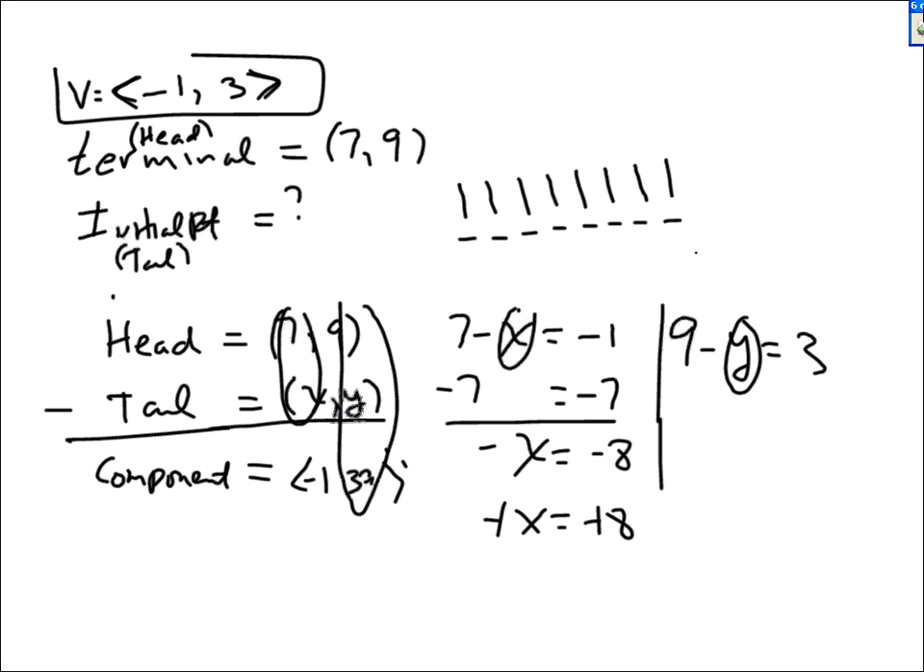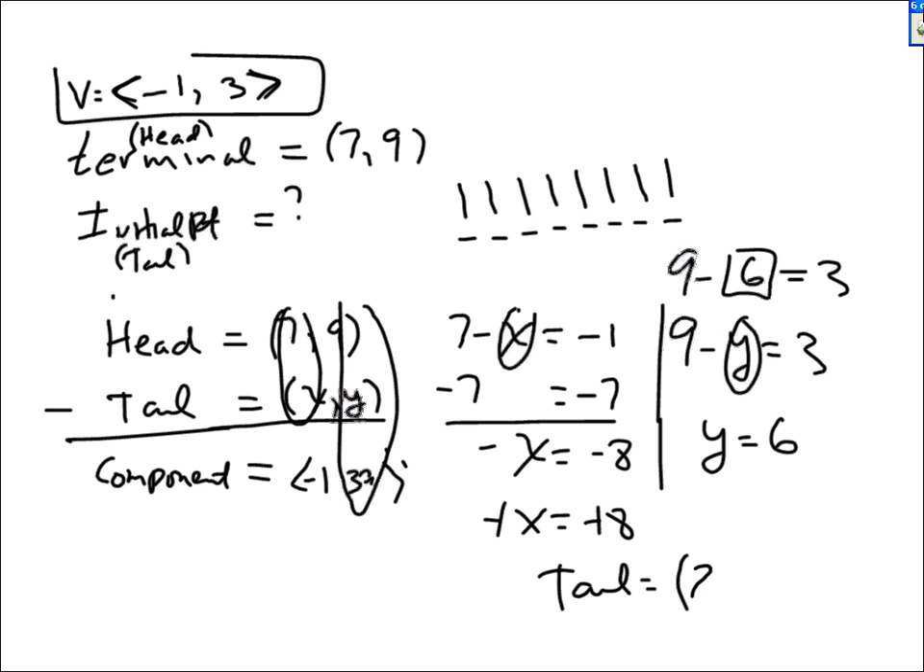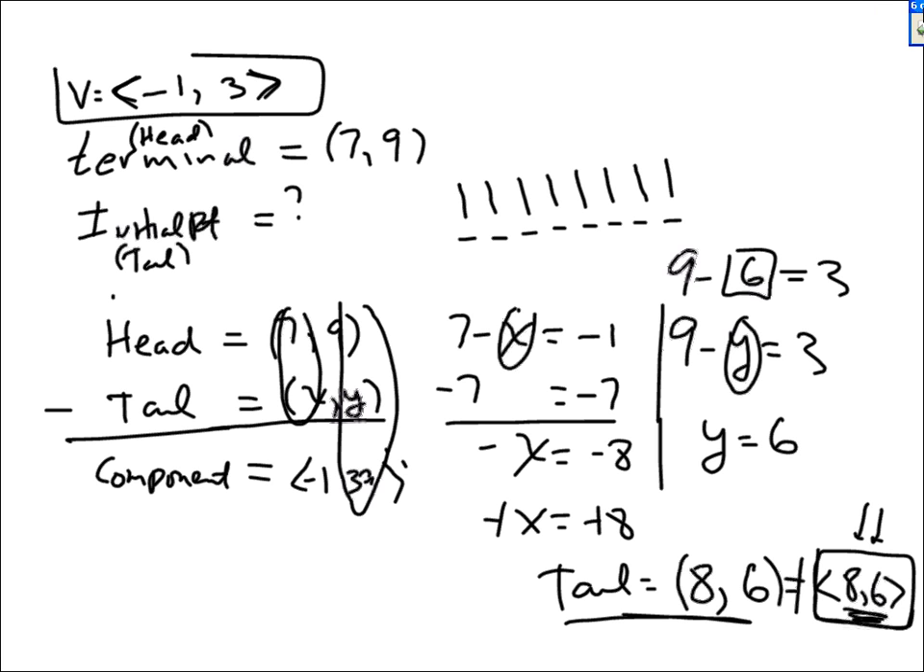9 minus some number is 3. That number is 6. Y is 6. So the tail is (8, 6). Don't write it down as <8, 6>. They're not the same. This says the tail is at (0, 0) and the head is at (8, 6). The other says the tail is at (8, 6), not the head.